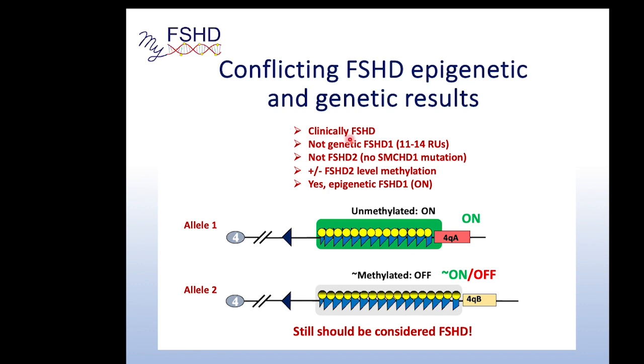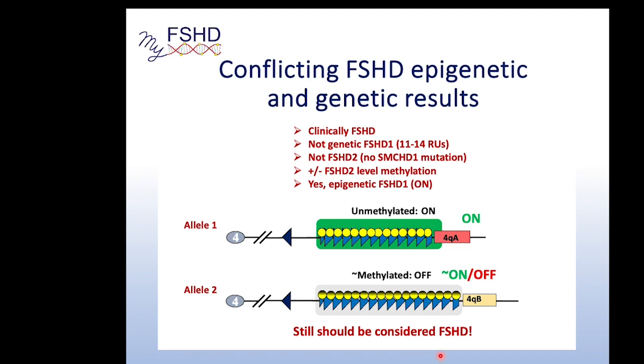But if someone is clinically FSHD, but they're not genetic FSHD1 because they have 11 to 14 repeat units, and they're not genetic FSHD2 because they don't have an SMCHD1 mutation, they may have FSHD2 levels of methylation for various reasons, but no mutation, but they are positive for epigenetic FSHD1. A situation like this, where one chromosome 4 is 11 repeats, 12 repeats, but epigenetically on. The other chromosome 4 is pretty close. I'm kind of epigenetically on, kind of off, maybe, don't really know. If you're clinically FSHD, and this is the situation, I think it should still be considered FSHD.